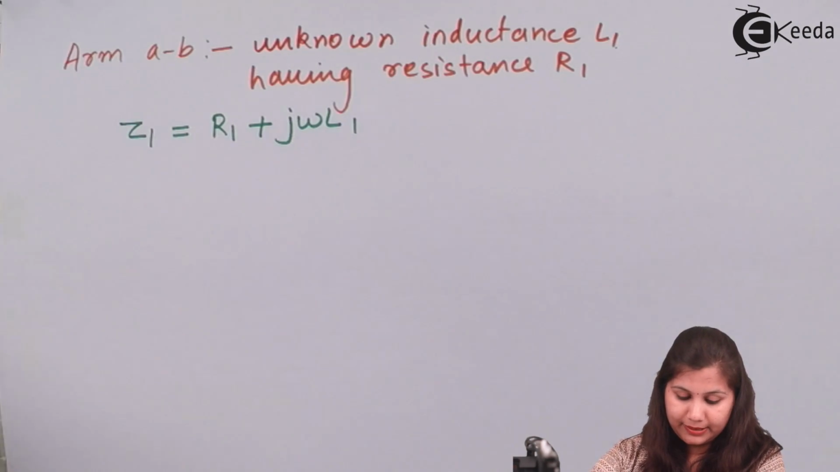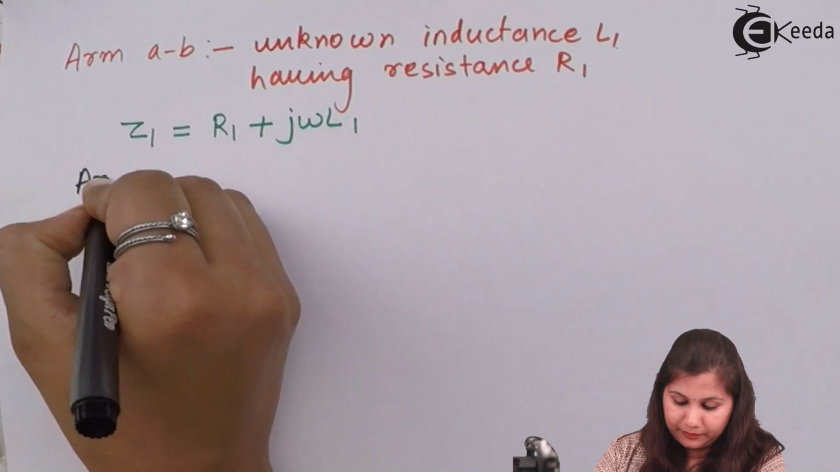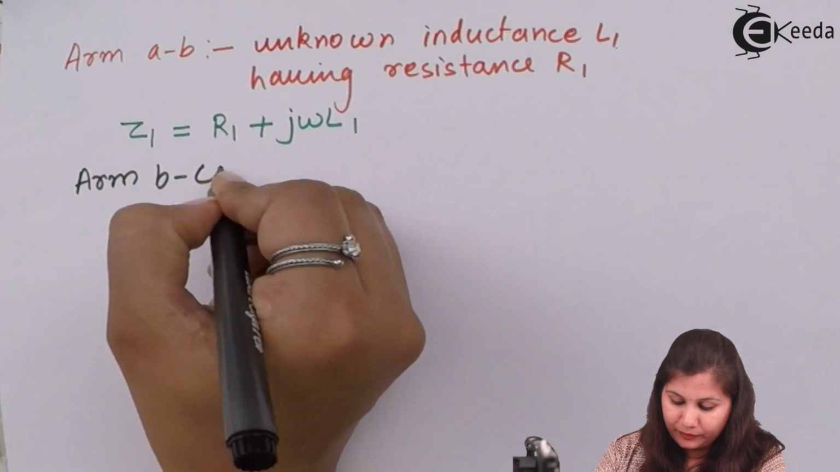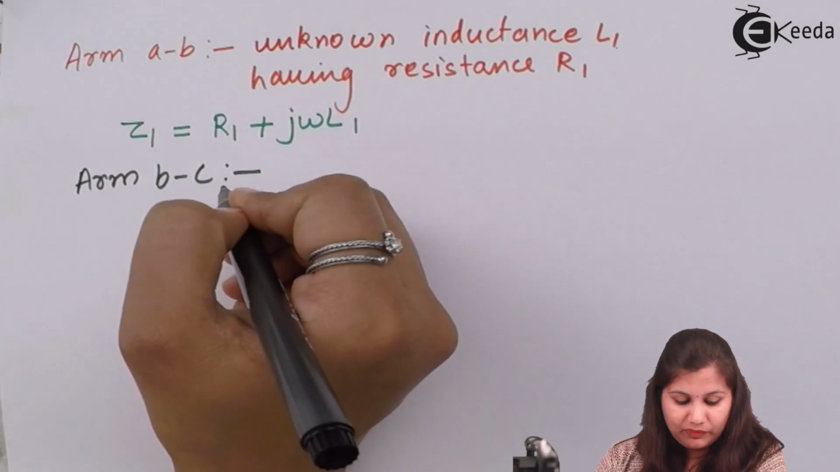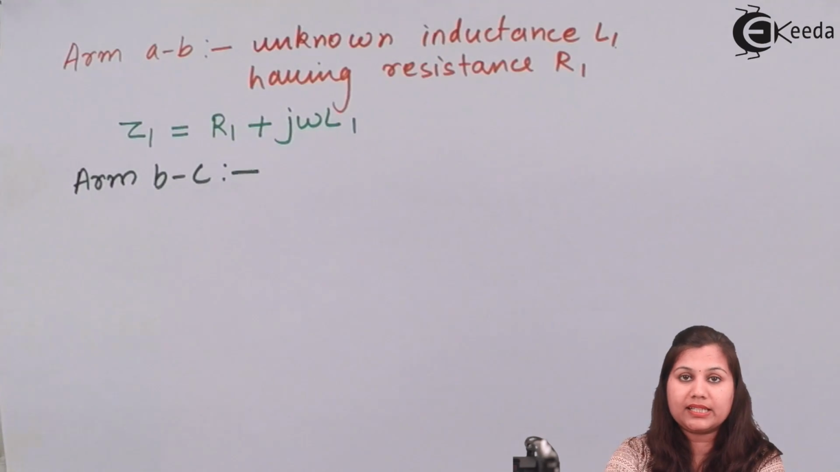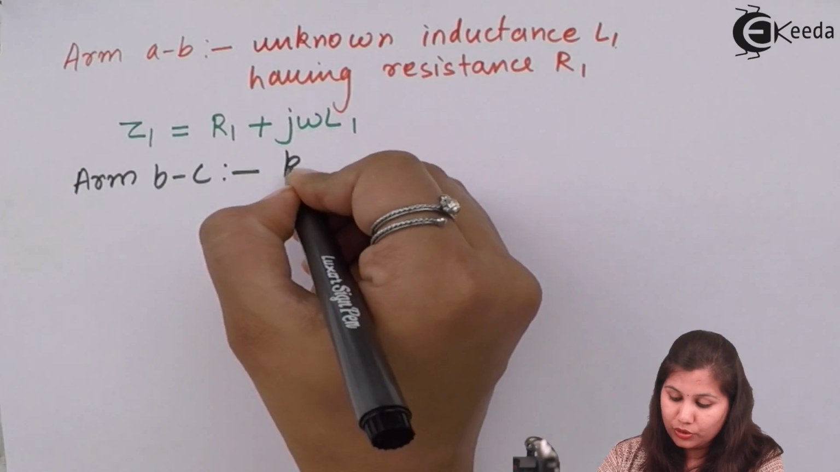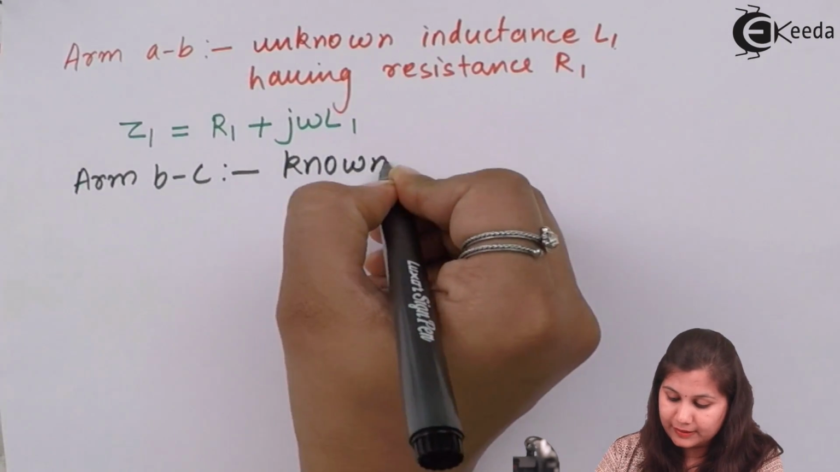The next arm is arm BC. In arm BC, we have only the resistance R3, which is a known non-inductive resistance.